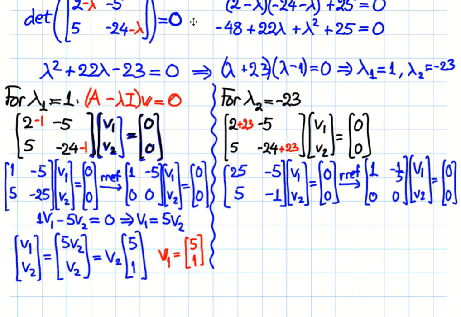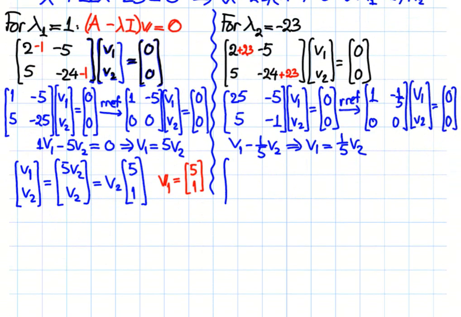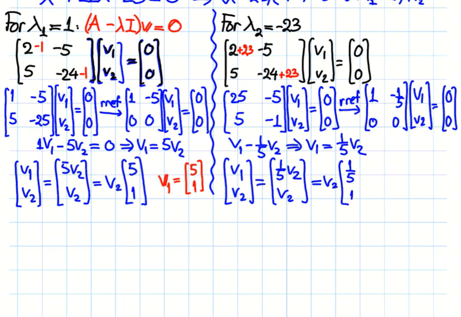Again, only the first equation has some meaning to it. So we say V1 is 1/5 V2. And we can write the solution as V1, V2 equal to 1/5 V2, V2. Factor out V2, we have 1/5 and 1.